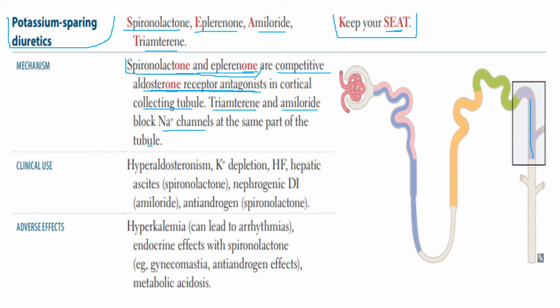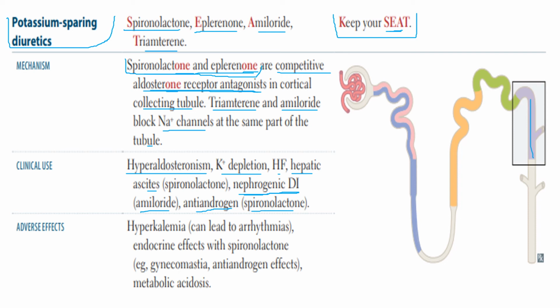It can be used clinically in hyperaldosteronism, potassium depletion, heart failure, and hepatic ascites, especially spironolactone in hepatic ascites. Nephrogenic diabetes insipidus: amiloride is used in nephrogenic diabetes insipidus. Spironolactone is used as an anti-androgen.